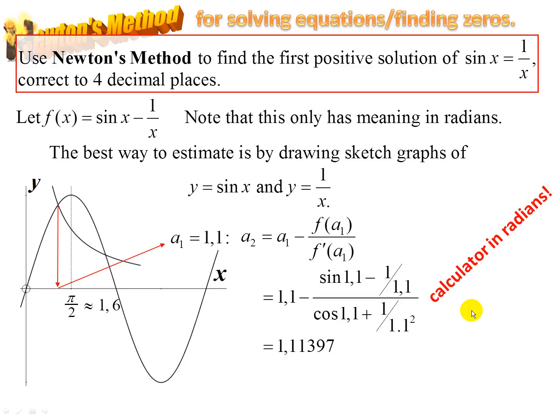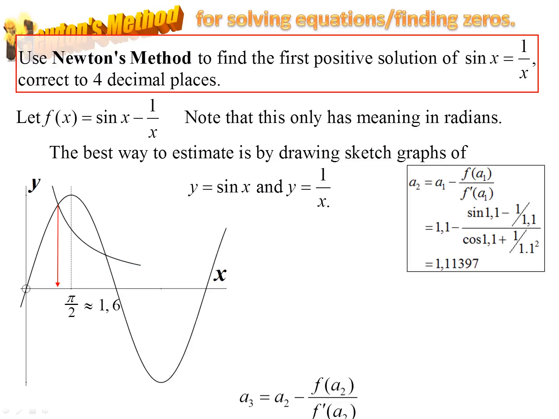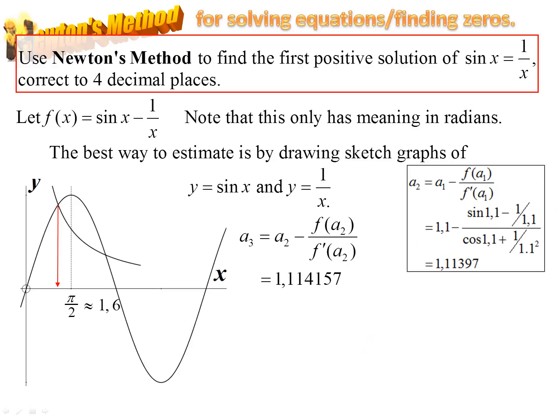Now I'm going to take that value and use it to find a3. So now we say a3 equals a2 minus f of a2 over f prime of a2. That value goes into here. And we end up with 1.114157. So what I've done here, I've said a3 equals a2, so I put 1.11397 there, and there.